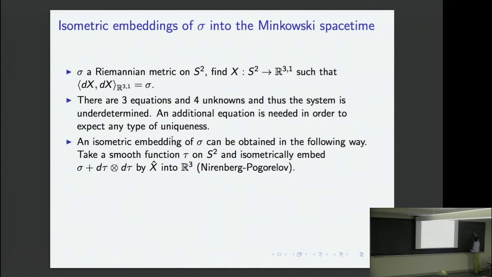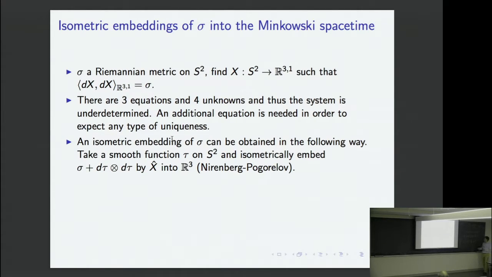On a standard 2-sphere, there are infinitely many ways of doing isometric embedding into Minkowski space. It's actually quite simple. You take the Minkowski metric in this simple form, and you take your metric and try to isometrically embed. You take any function tau, and you consider sigma plus d tau tensor d tau. This is actually just another Riemannian metric because it's always going to be positive definite.